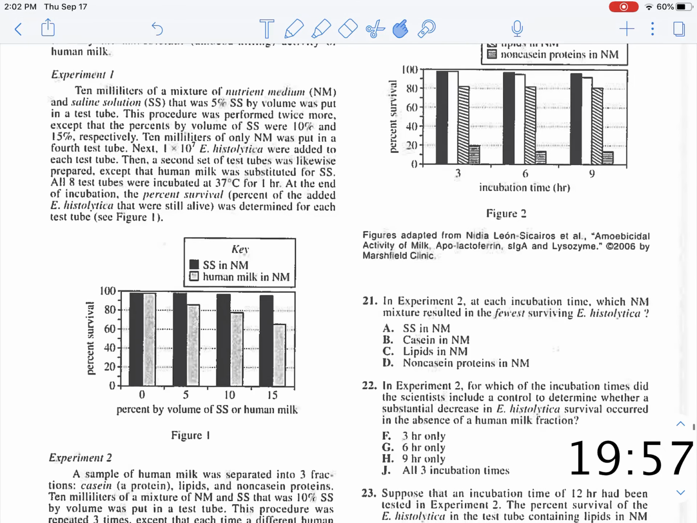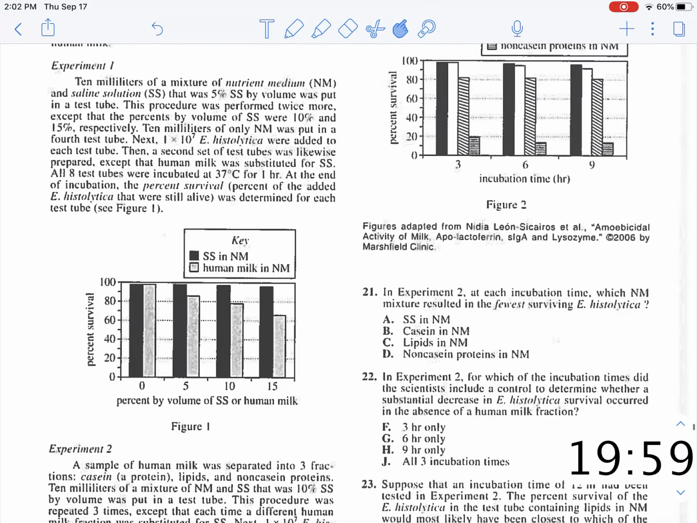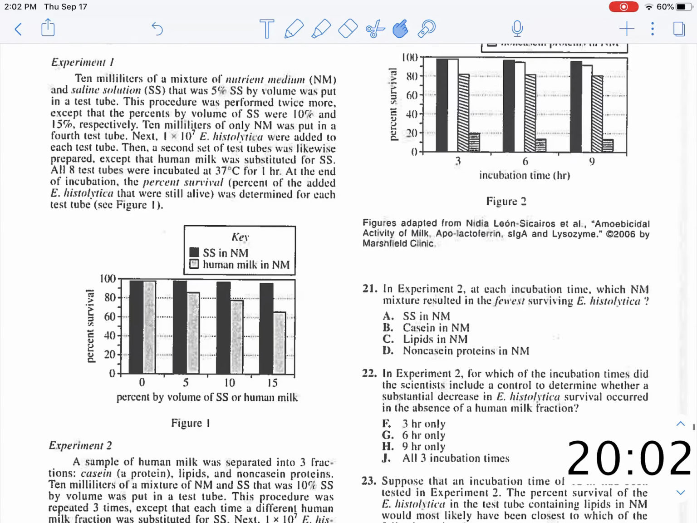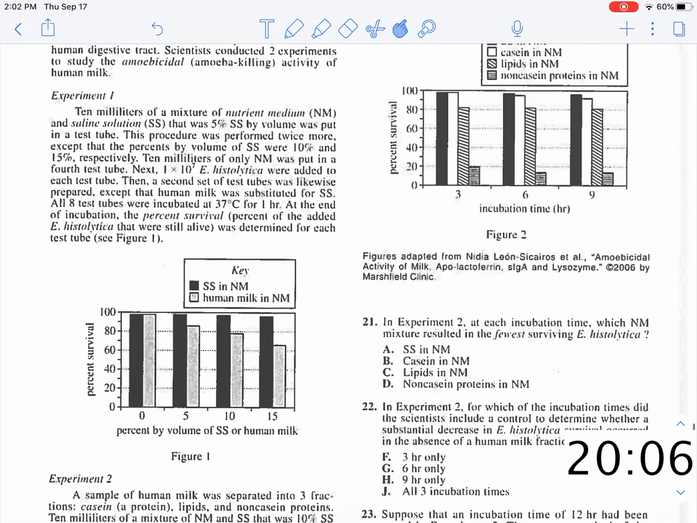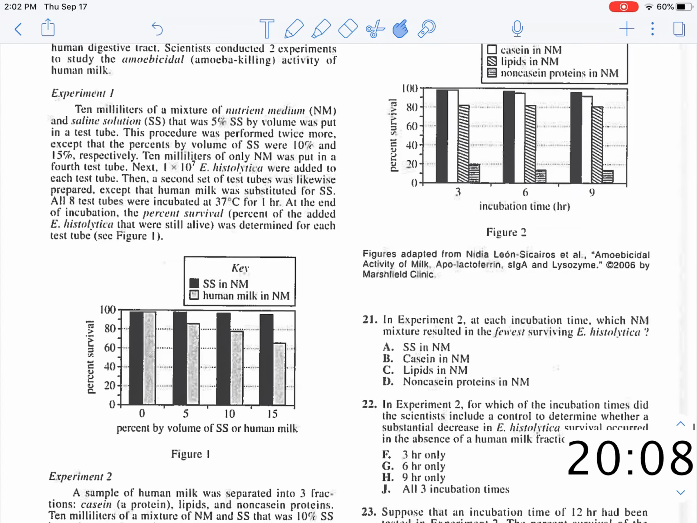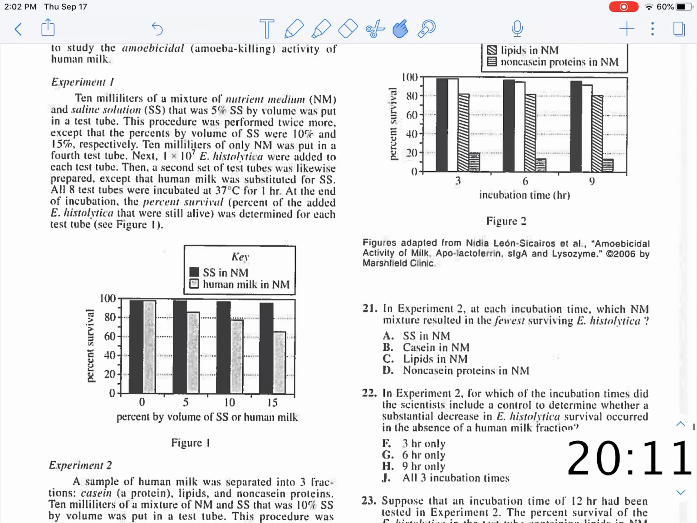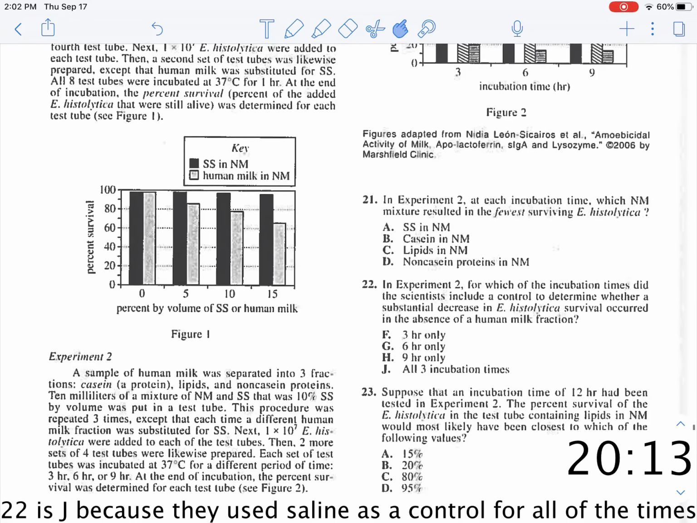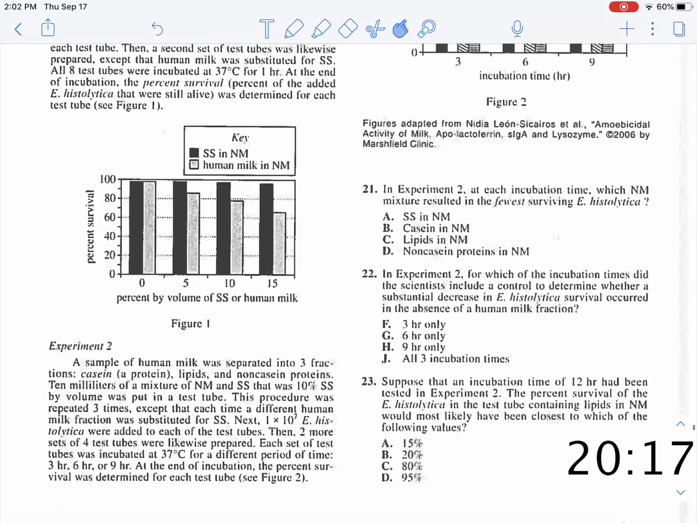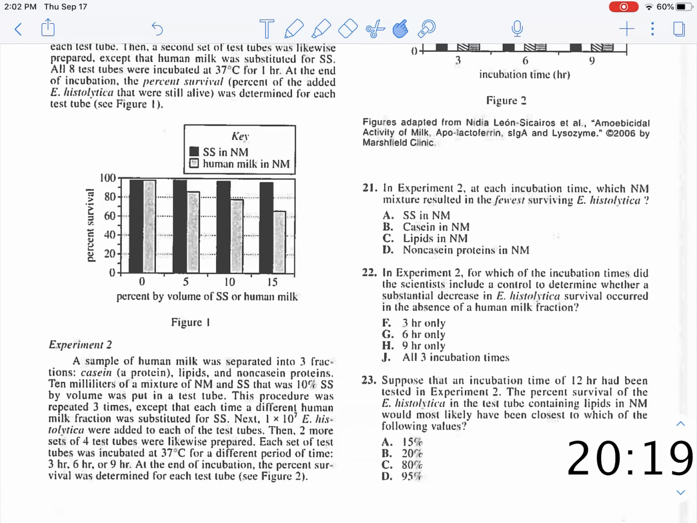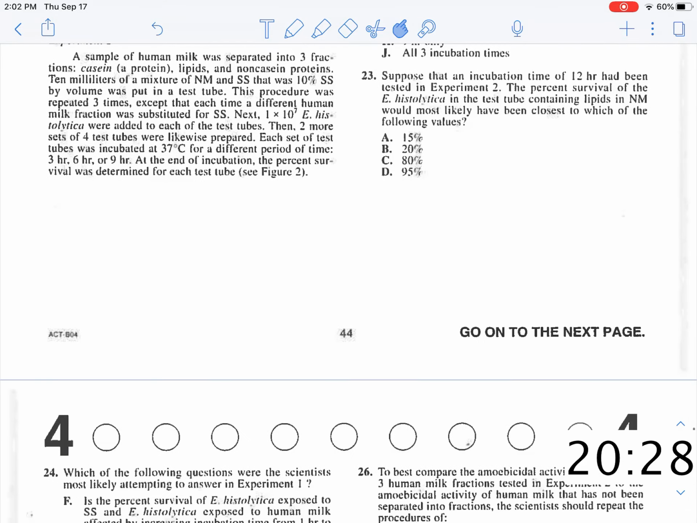22. Experiment 2. Was there a substantial decrease in survival in the absence of a human milk fraction? It's all 3 incubation times, right? Yeah. They put in saline solution. Dude, this experiment is so weird, that they took human milk and put amoebas in it. Some of these are usually interesting, but this is just weird.